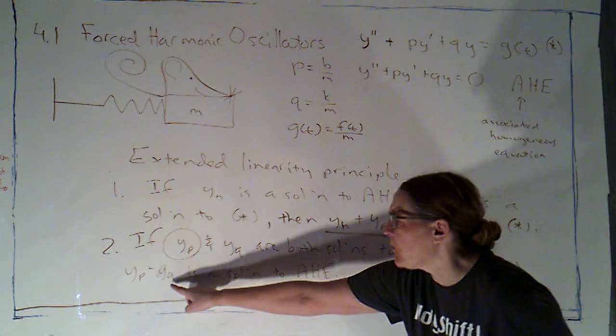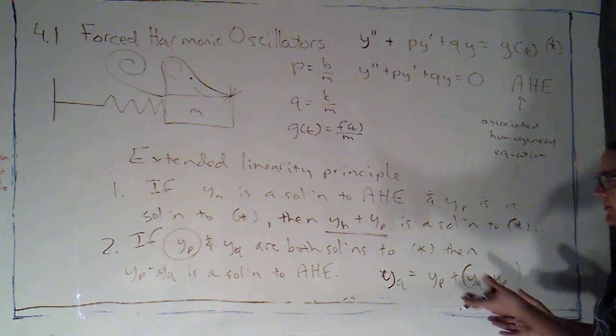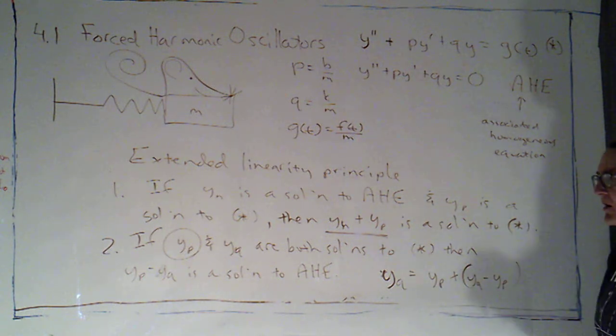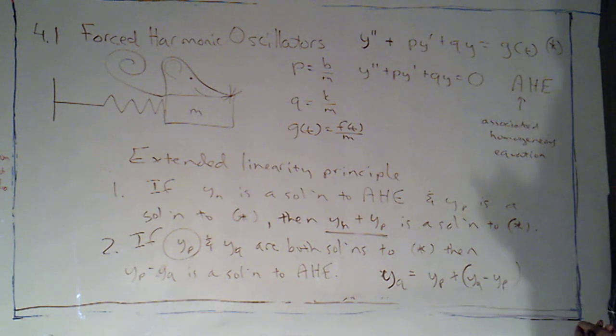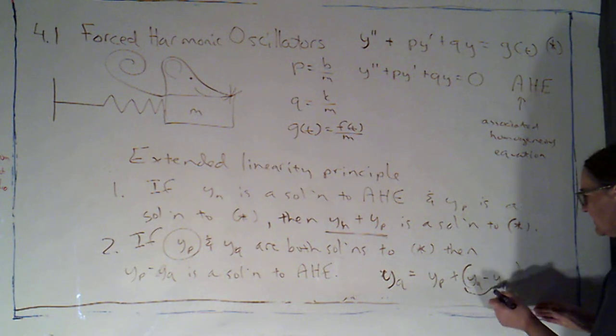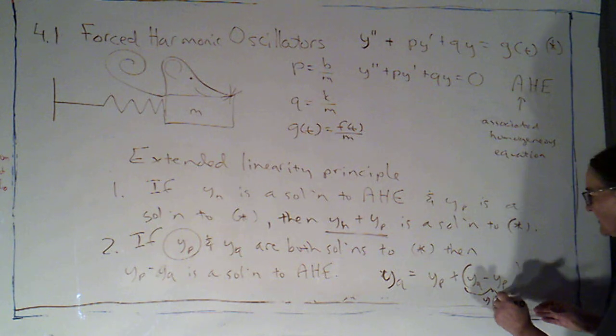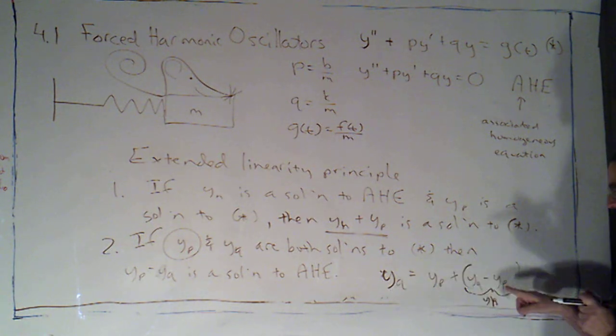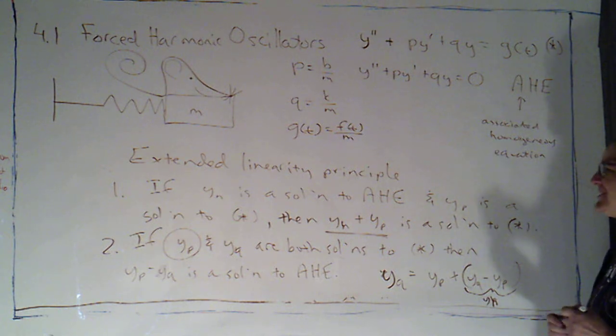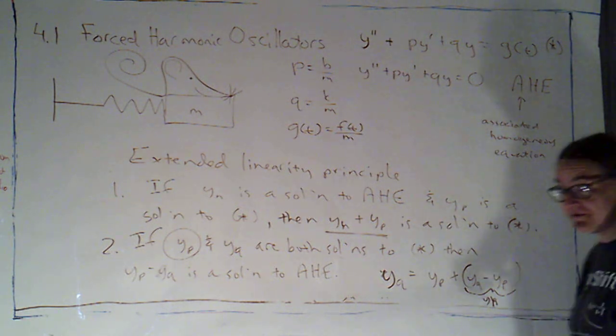Now over here I wrote y p minus y q, but the names were arbitrary. It basically said if you have two solutions and you subtract them, it's a solution to the associated homogeneous. So this would be a solution to the associated homogeneous, and I can write that solution as mine plus an associated homogeneous solution. All right, we'll prove this in the next video.